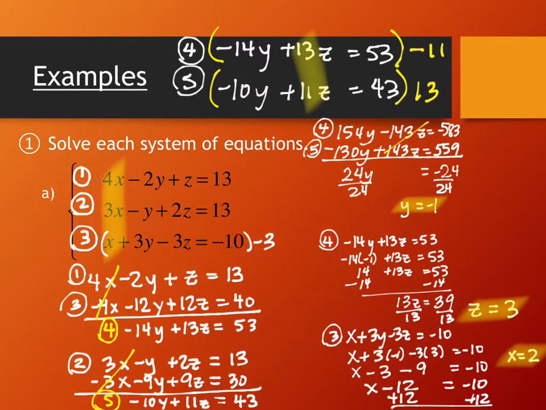So the solution then is the ordered triple. Always should be written as a triple. X, which is 2, y, which is negative 1, z, which is 3. And that's our solution to the problem.